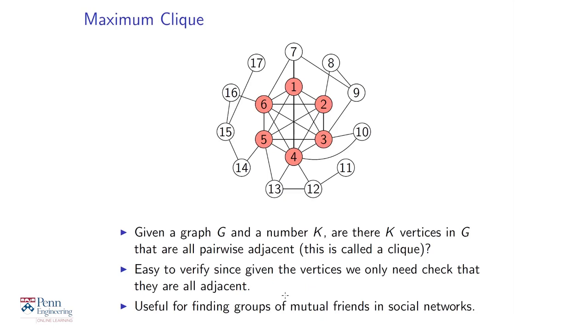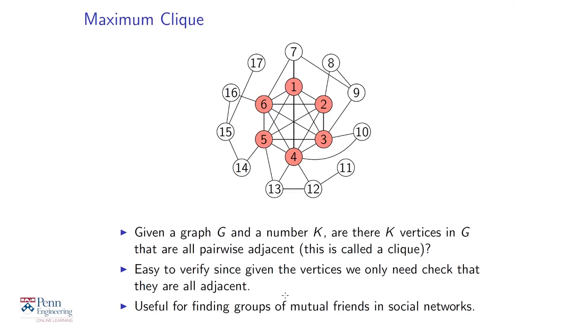But if the question is, does this graph shown here, and let's say K is 6, have a clique of size 6? Even though we may not have known how to find this clique shown in orange, if someone showed us these 6 vertices, 1 through 6, and said, look, here's a clique of size 6, it would be very easy for us to verify this in polynomial time.